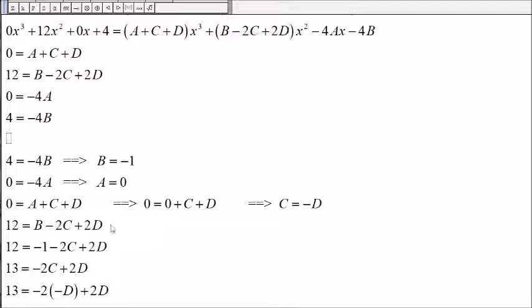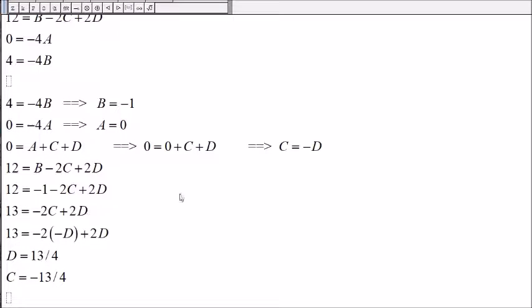And then from this equation, we have 12, and then B is negative 1, minus 2C plus 2D. Add 1, so we get 13. And then C is negative D. And so this right here becomes 4D. And so D is 13 over 4. C is negative D, and so C would be negative 13 over 4.